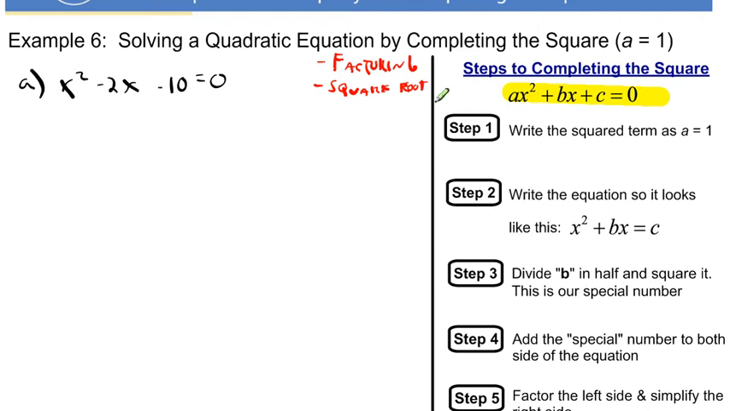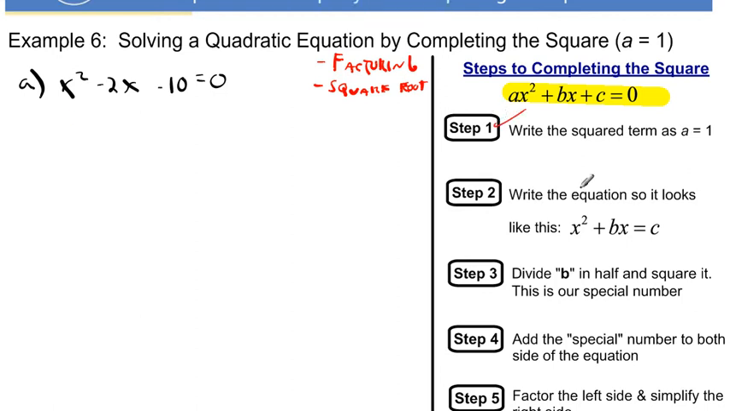Okay? So step number 1. Write the squared term as a equals 1. So the squared term means this, so write it as a equals 1. We want our a to be 1. Well, in this particular example, I want to start with something a little simpler. A is already 1. I mean, we can see that, right? What ghostly number is in front of x squared? There's a ghostly 1. All right, so a is 1. So step number 1, you can check off because we have that 1.